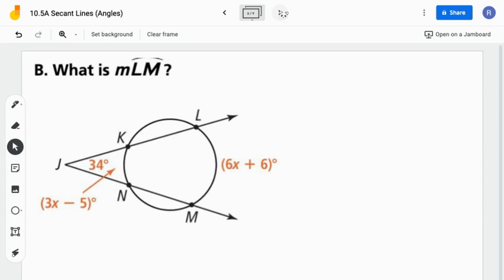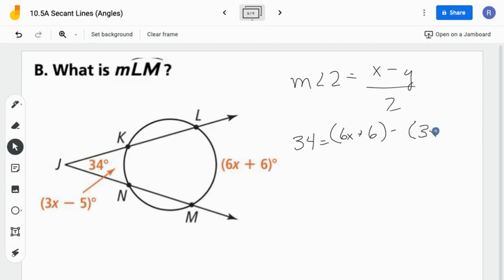Okay, let's keep going here. Now, notice here we're given a little bit different information, but we know the same equation. So we know that the measure of angle 2 is equal to x, which is the bigger one, minus y, divided by 2. So let's fill in what we know. Okay, so we know that equation still works. We know that our angle is going to be equal to 34. X is always our larger arc, so that's 6x plus 6, minus y, our smaller arc, in this case is 3x minus 5, all divided by 2.